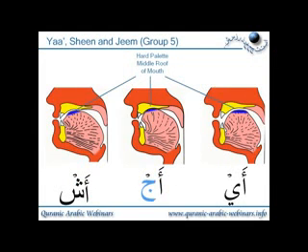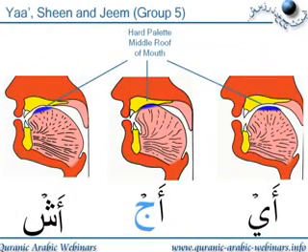Next we have group 5. So this is where the tongue, or the middle portion of your tongue, is touching the hard palate at the roof of your mouth, slightly in the middle of the roof of your mouth and moving slightly forward beyond the middle of the roof of your mouth as well.